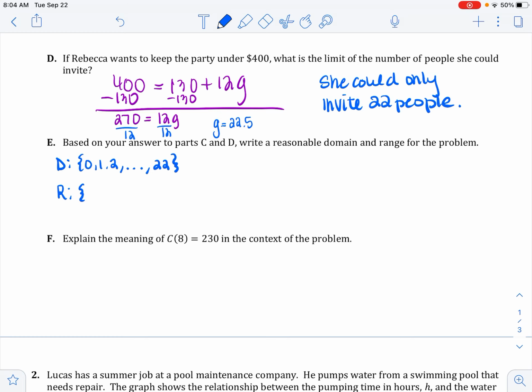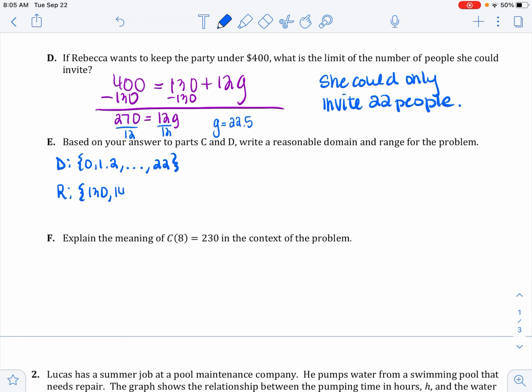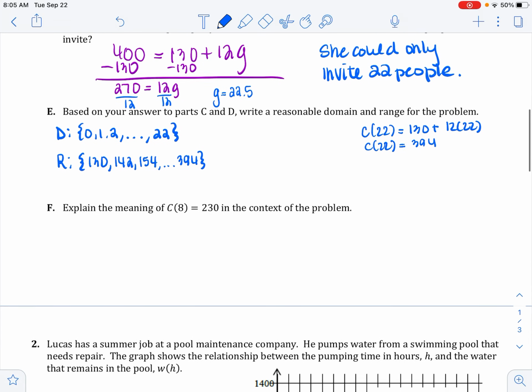All right, my range. She could spend $130, which is the lowest amount she's going to spend. And then 12 more is $142. And then 12 more is $154. And then I need to know how much it costs to have 22 guests, which I didn't figure out yet. So I'm going to do C of 22, which is 130 plus 12 times 22. I can use a calculator to get that, but that cost is $394. So just under 400. Make sure you're not putting 400. It would only be $394 for 22 guests.